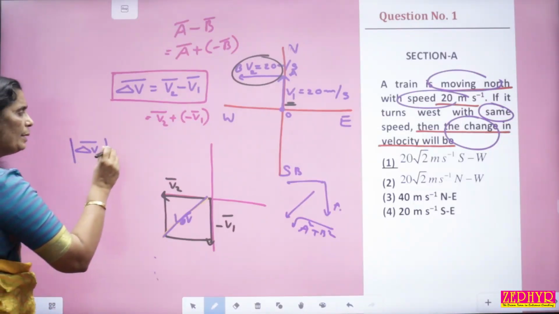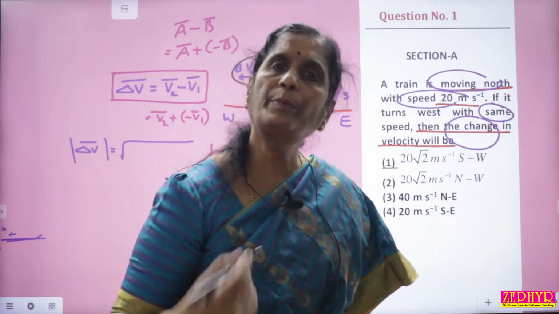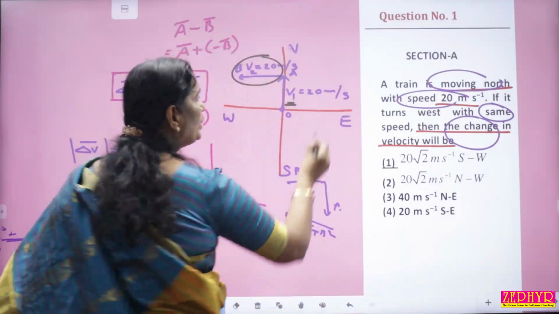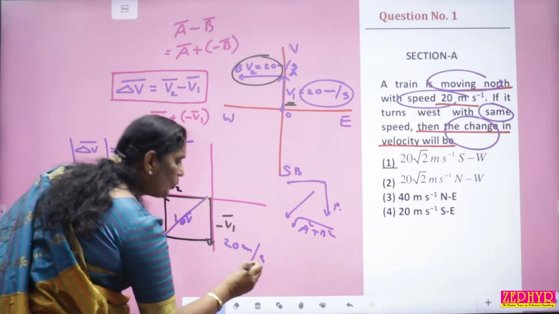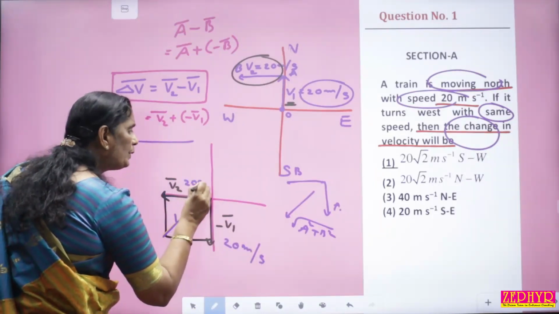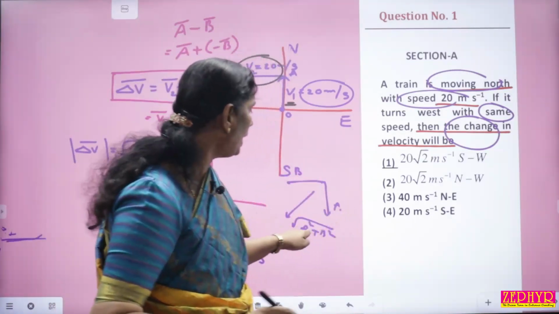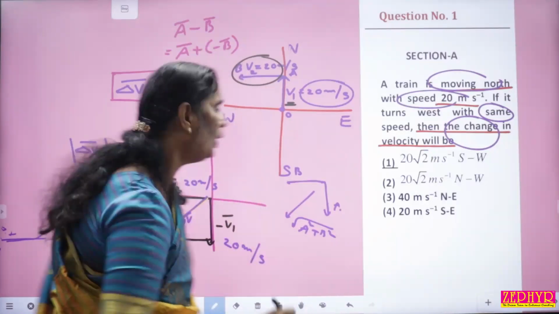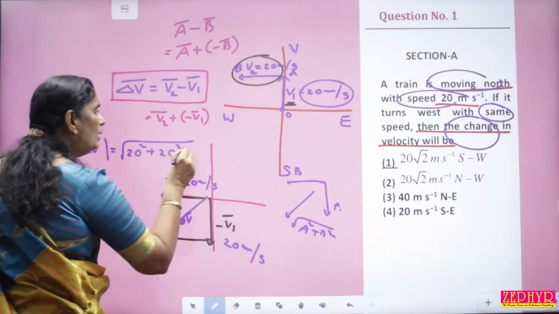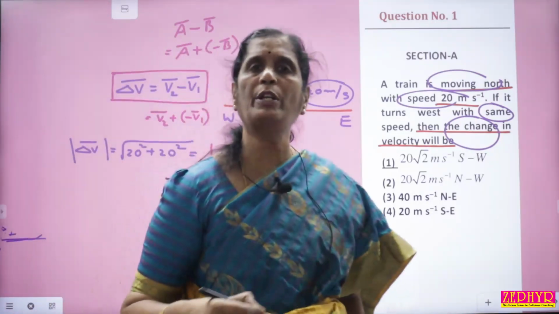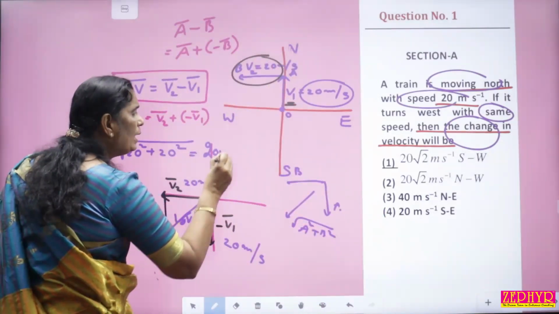From the magnitude point of view, the mod of delta V is equal to the magnitude of the first vector square plus the magnitude of the second vector square. What is the magnitude of the first vector? It is 20 meter per second. What is the magnitude of the second vector? That is also 20 meter per second. So apply this formula: 20 square plus 20 square. You all know that 20 square plus 20 square is nothing but 20 root 2.